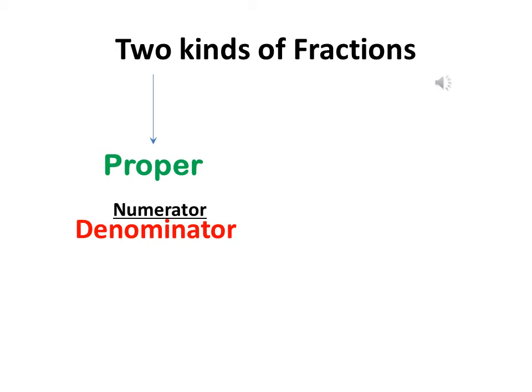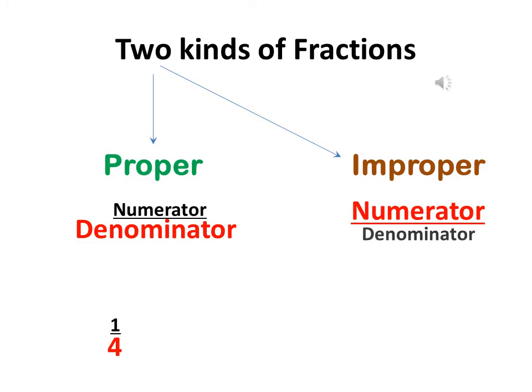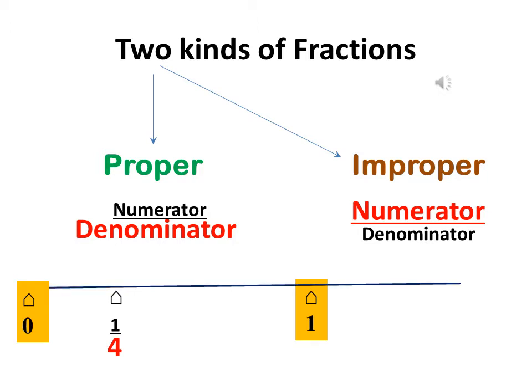There are two kinds of fractions. A proper fraction has a numerator that is smaller than the denominator. For example, 1/4 is a proper fraction. The other kind of fraction is called an improper fraction, and that's where the numerator is larger than the denominator, which means that the fraction is greater than 1. For example, 4/4 equals 1. 5/4 is an improper fraction, and it equals 1 and 1/4.